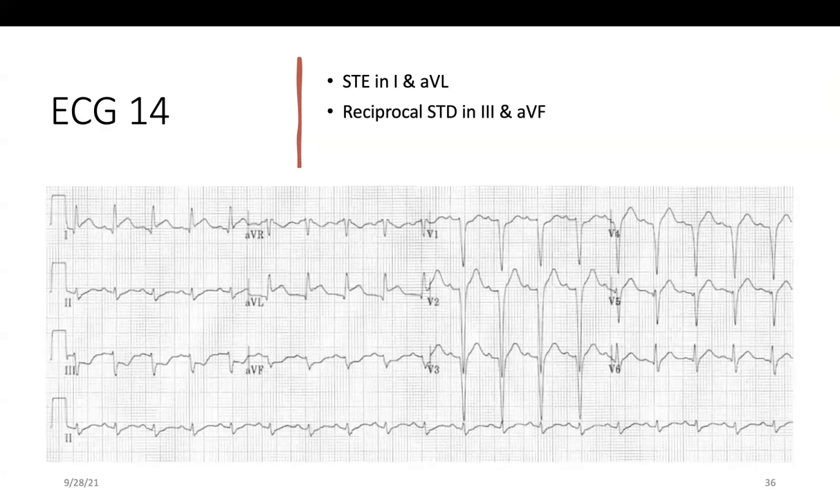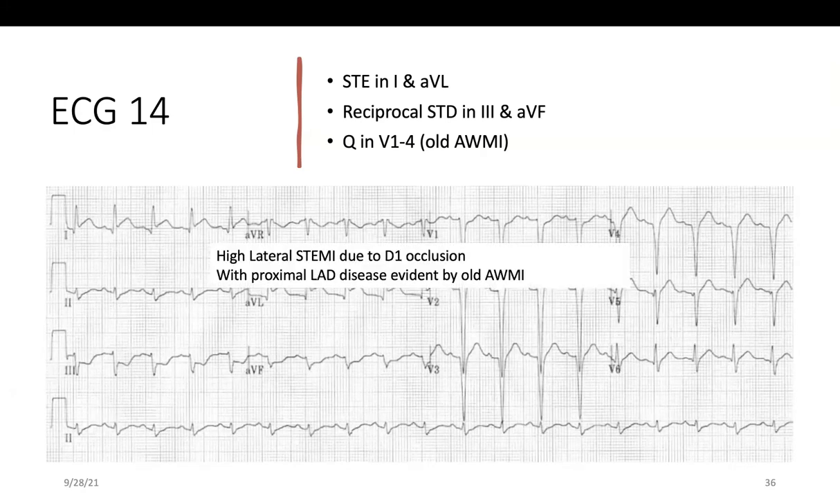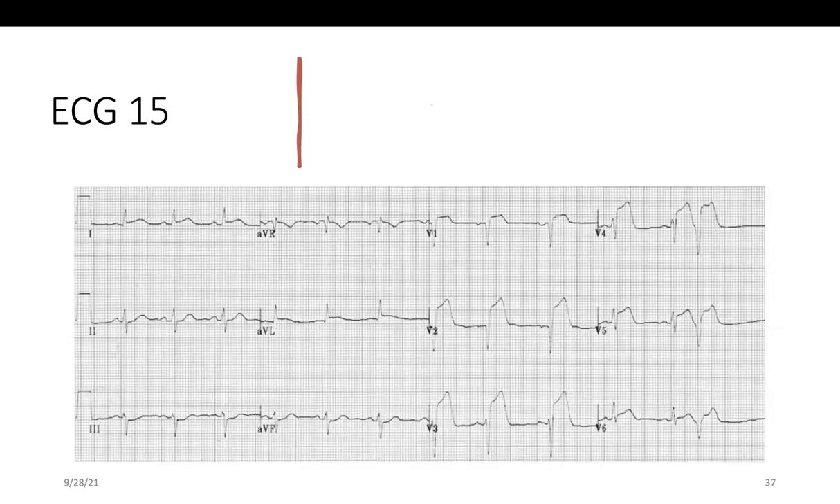Why do we have Q here? Old anterior MI. Excellent. See, ECG interpretation is easy as long as you know what you are looking for and you know how to interpret that. So this is most likely high lateral MI with old anterior MI. 15.